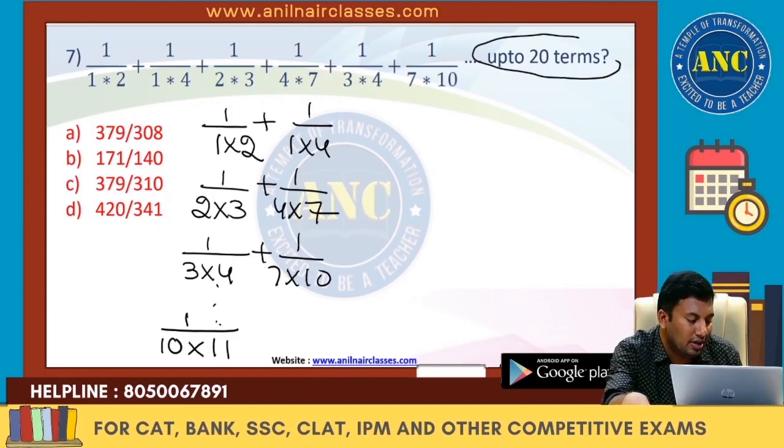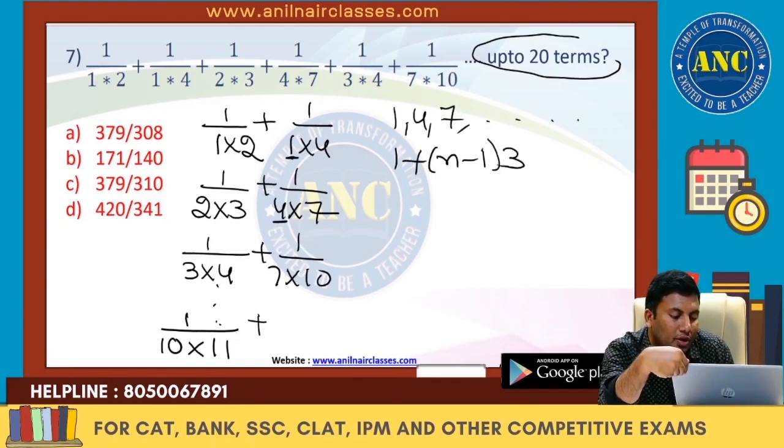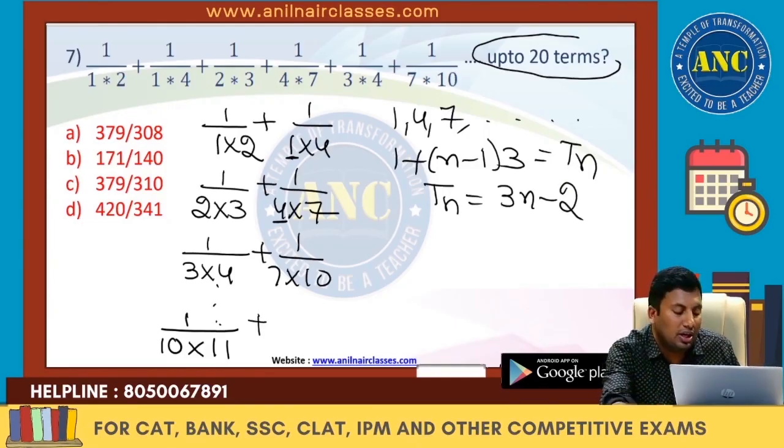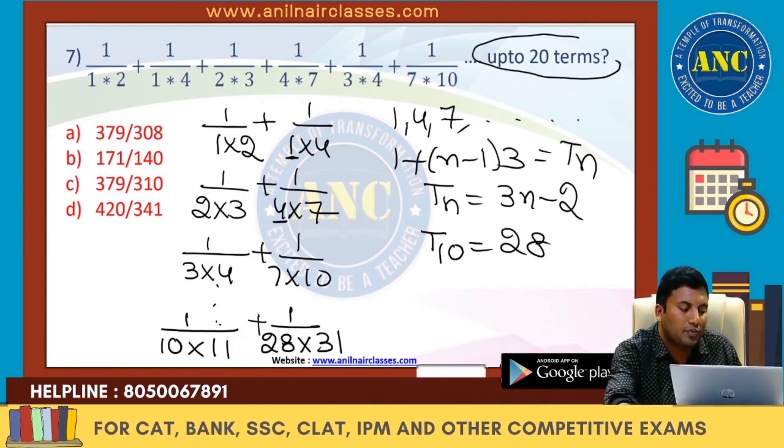Now the first numerical values will be 1, 4, 7, 10 and so on. So a plus n minus 1 into d. So this is Tn, and Tn is nothing but 3n minus 2. If I require the 10th term, 30 minus 2, 28, and so on up to 1 by 28 into 31.